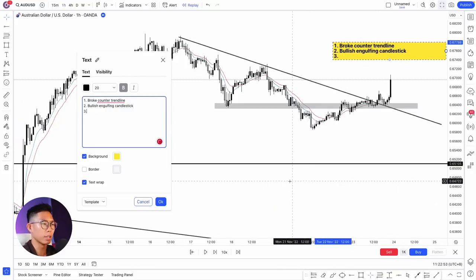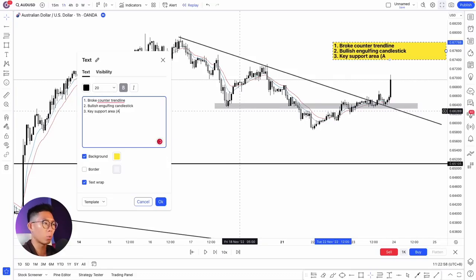Next, this little key support area right here. This is the key support area, or rather area of interest, whatever you like to call it, right? It can also be a demand zone, right? That's the third confluence. Our fourth confluence could be your moving average crossover.